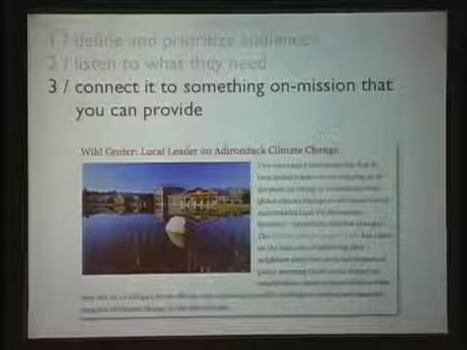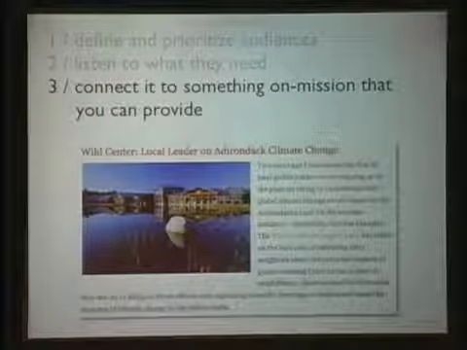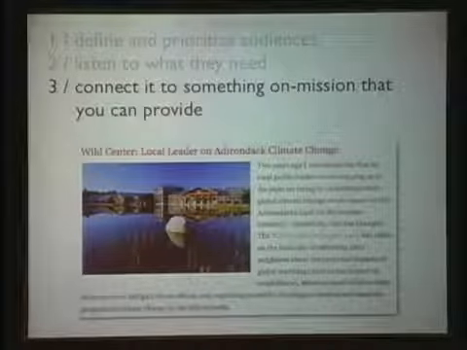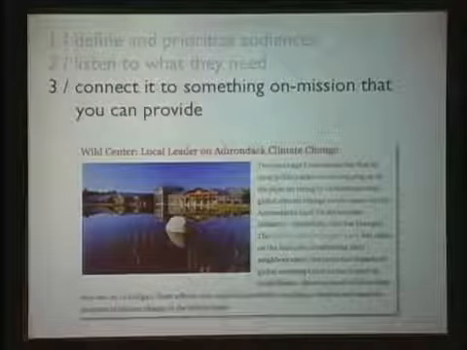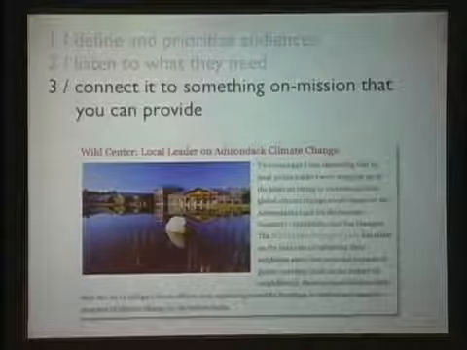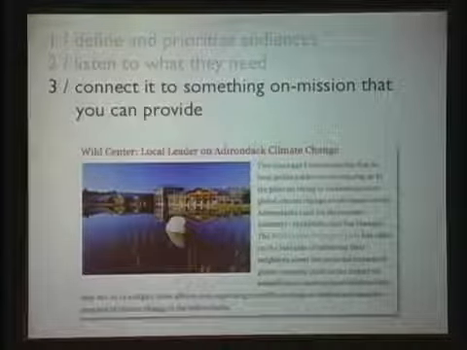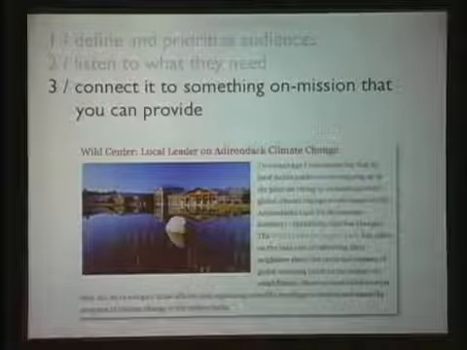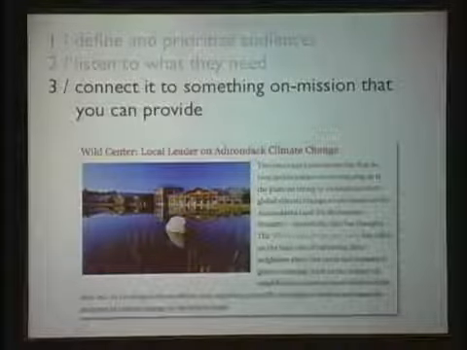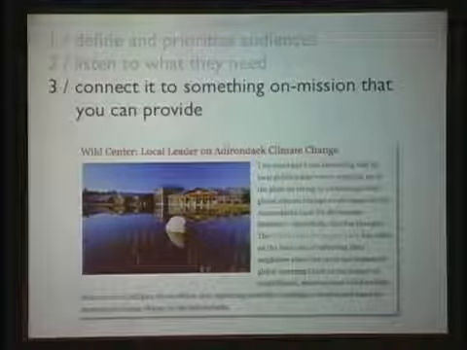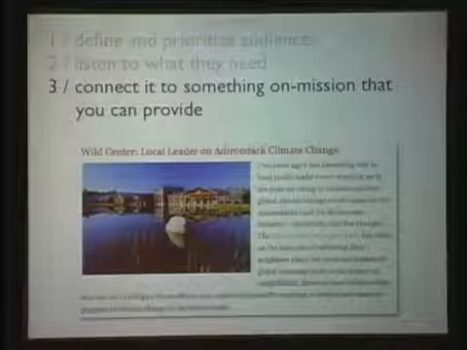The Wild Center realized that their audience of interest, local businesses and local people in the Adirondacks, were expressing an interest and a need around knowing what to do and how they might relate to climate change. They connected it to something they could do and something they were really about, which is stewardship and conservation messages related to the Adirondacks, and provided something that this person at least felt was right on target in terms of being of value.